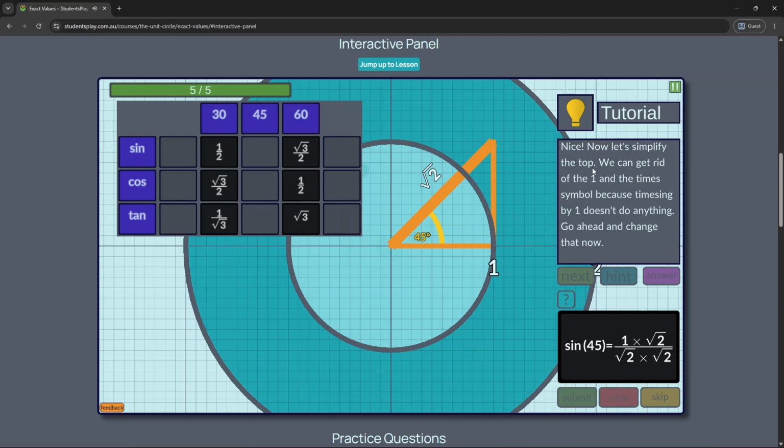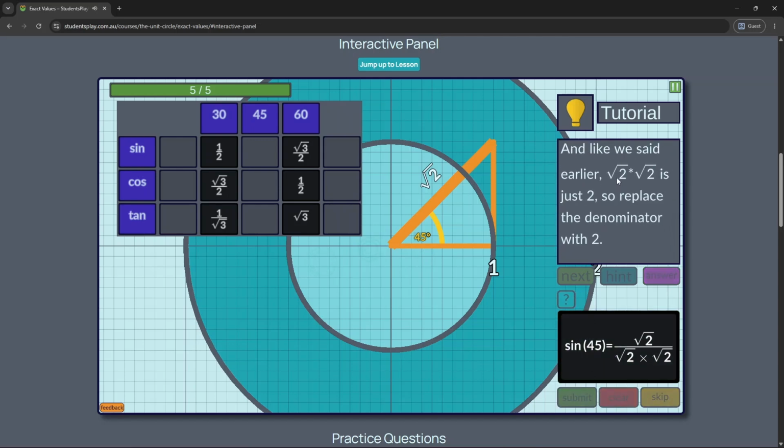Now let's simplify the top. We can get rid of the 1 and the times symbol because timesing by 1 doesn't do anything. Go ahead and change that now. Okay, use the arrow keys to get across to here. Backspace, backspace. And like we said earlier, square root of 2 times square root of 2 is just 2. So replace the denominator with 2.